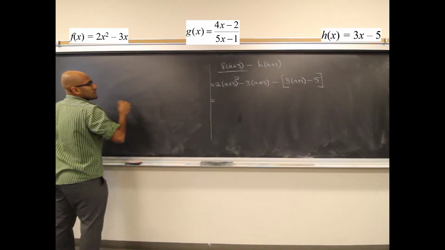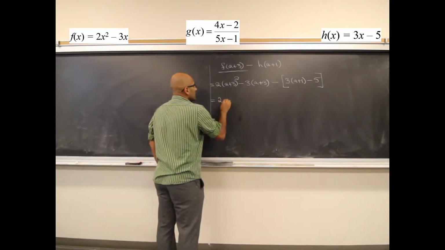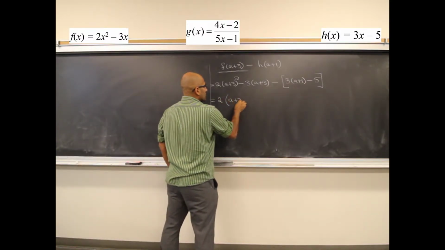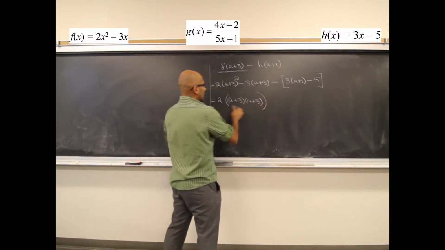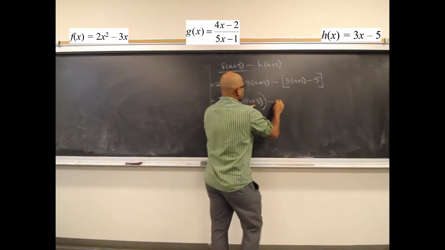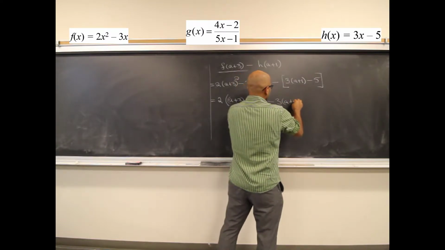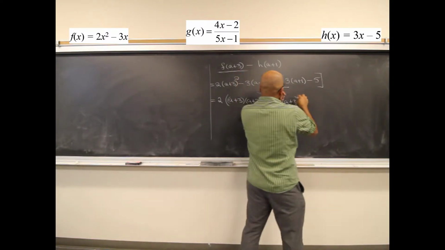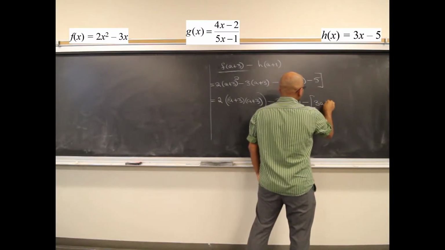So I'll go over here and maybe not a space. That's okay, I'll do it here. So this is (a + 3) times (a + 3). That's what this means. (a + 3) times (a + 3), minus 3(a + 3). Okay. Minus, and then brackets, and I'll go ahead and distribute this.